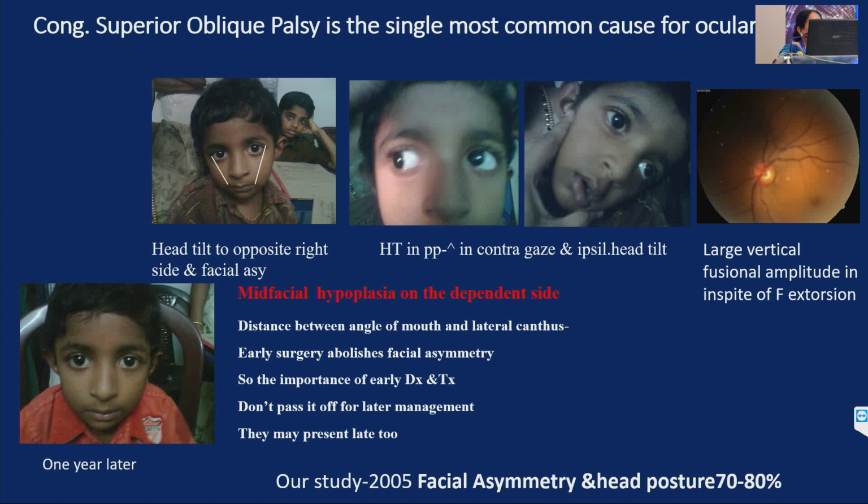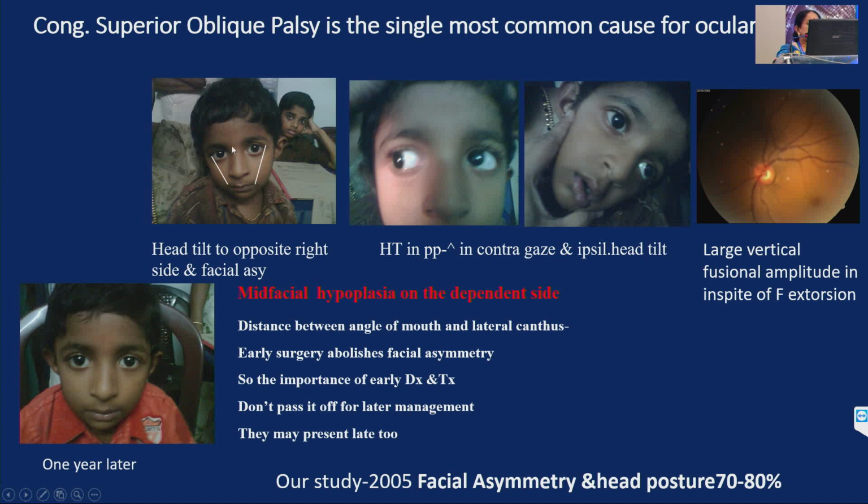There is a head tilt to the opposite side, that is there is left hypertropia maximum in right gaze and Bielschowsky positive, and a large extorsion is there of the fundus. Still they have binocularity, that's why they keep the head tilted. And there is a facial asymmetry.